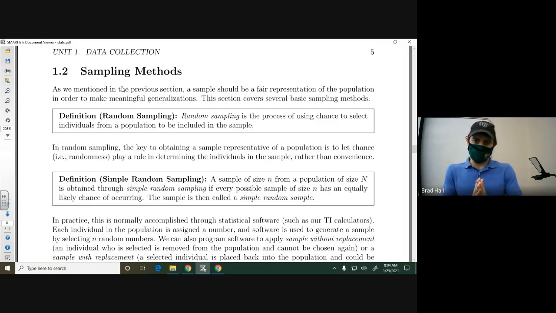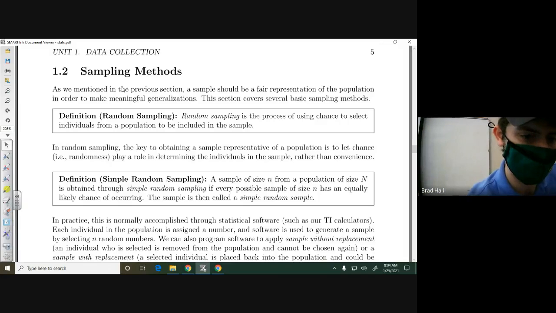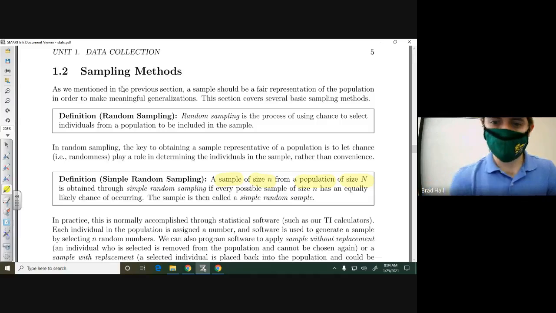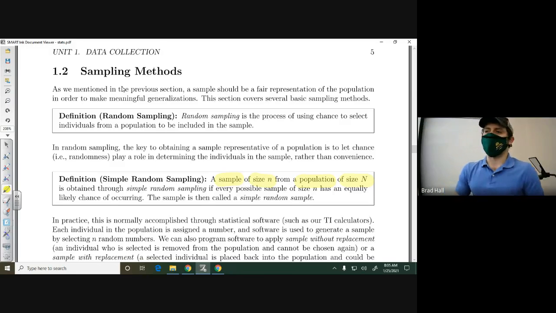And so from random sampling, that kind of streamlines very nicely into simple random sampling. It's kind of the same thing, but just refined a little bit more. The way you take a smaller population with a size little n, in fact, I'll just go ahead and highlight this. So simple random sampling. So the sample has size n, and the population has size big N. And this is, as I said before, every possible sample has an equal likely chance of occurring.